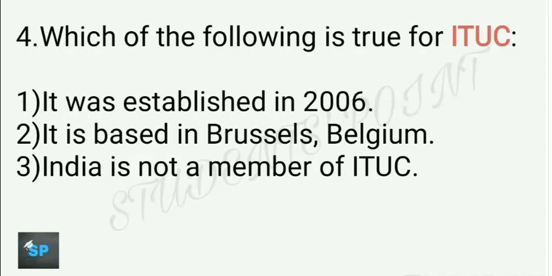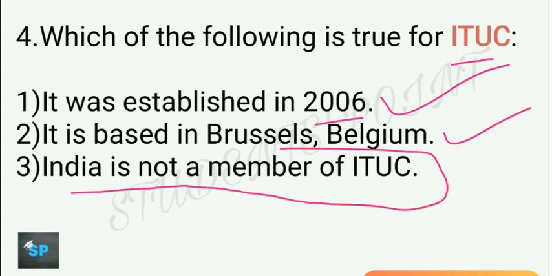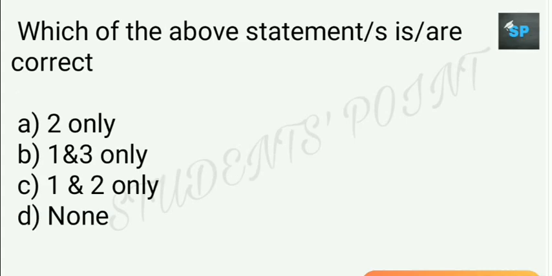Next question now. Which of the following is true for ITUC or International Trade Union Confederation? It was established in 2006. This statement is correct. It is based in Brussels in Belgium. This is also correct. India is not a member of ITUC. This is wrong. India is a member of ITUC. So here only the first and second are correct. So C is the right answer.